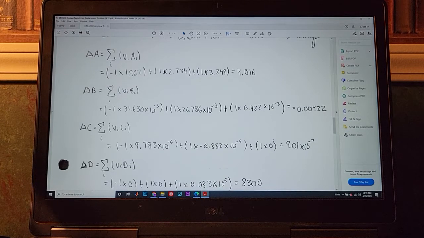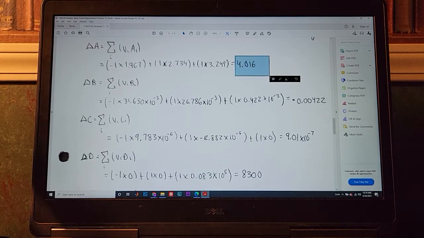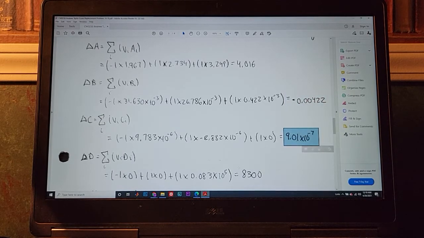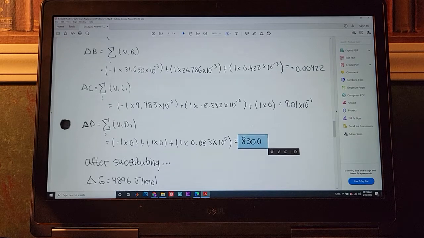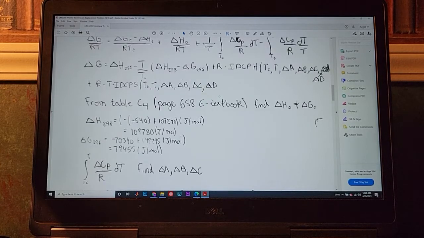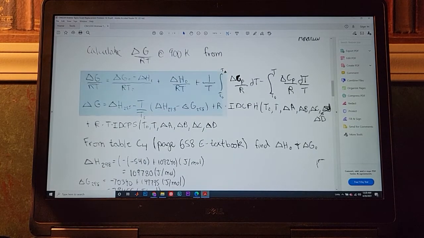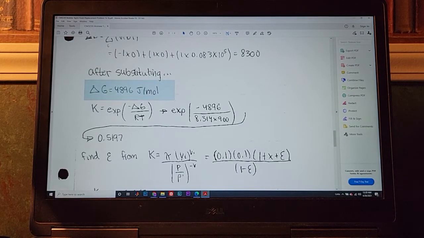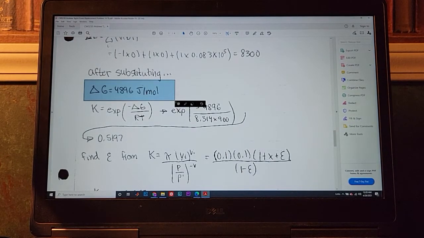Substituting all of those values, we find delta A to be 4.016, delta B to be -0.00422, delta C to be 9.01 times 10 to the negative 7th, and delta D to be 8,300. After substituting all of those into this equation, we find that delta G equals 4,896 joules per mole.